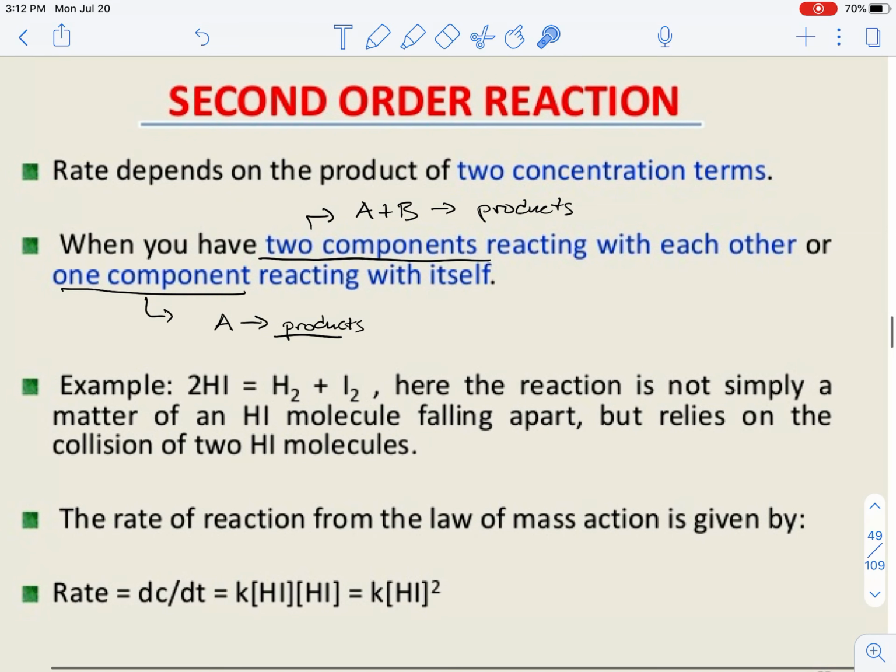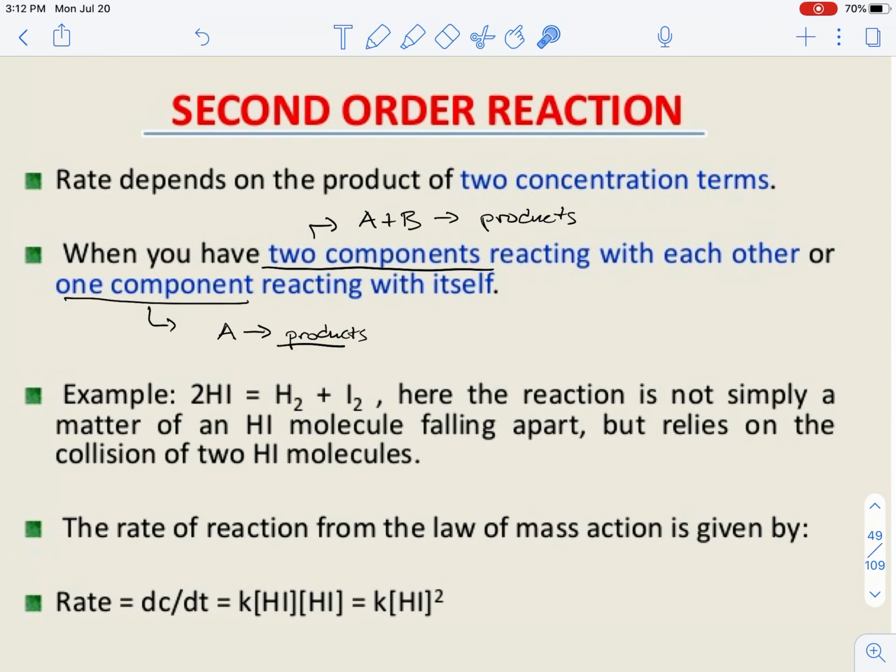And so, for example, if you have hydroiodic acid, or hydrogen iodide, I'm thinking that this is going to be gaseous in phase, so it's going to be hydrogen iodide. Basically, this reaction is dependent on the collision of two HI molecules, not the decomposition of one HI molecule. And so overall, this would be the rate law for a second order reaction.